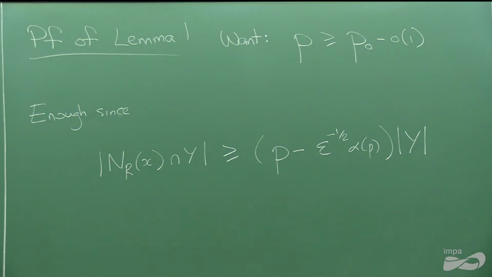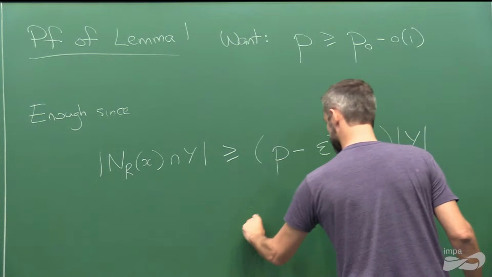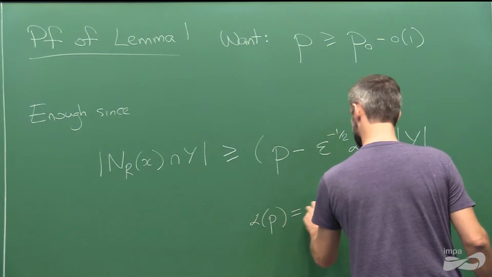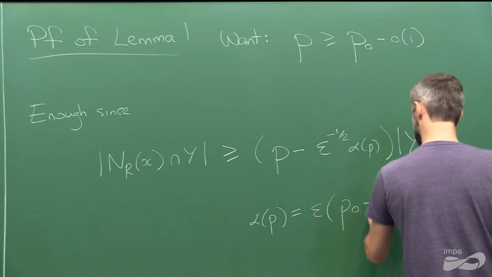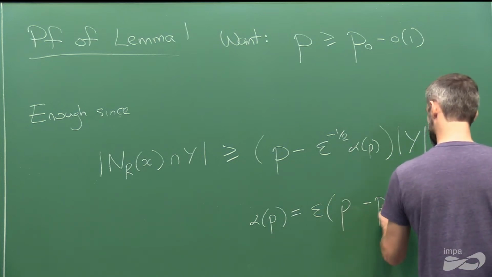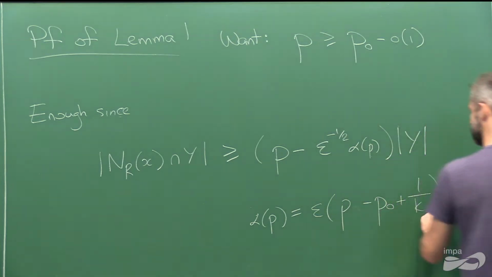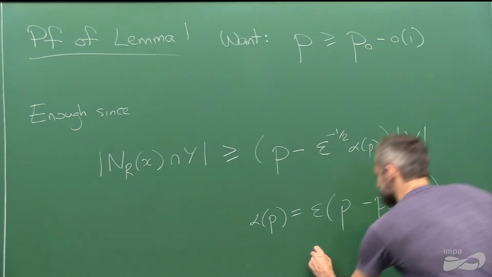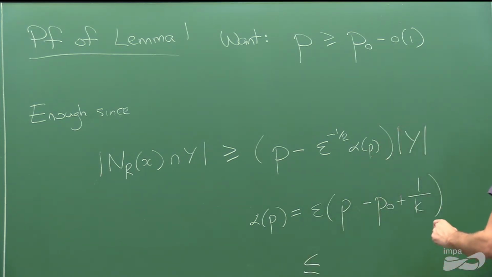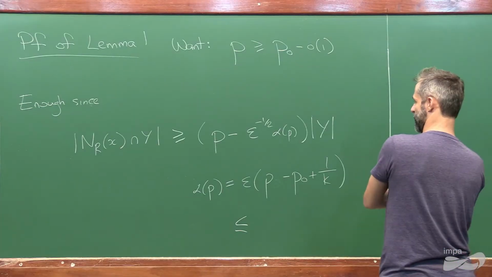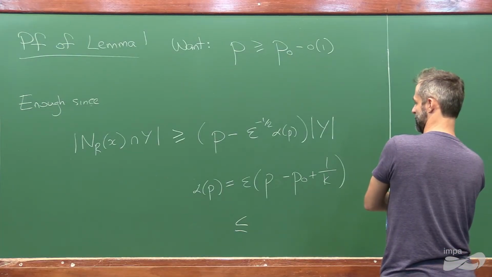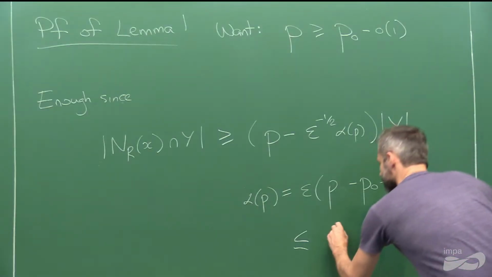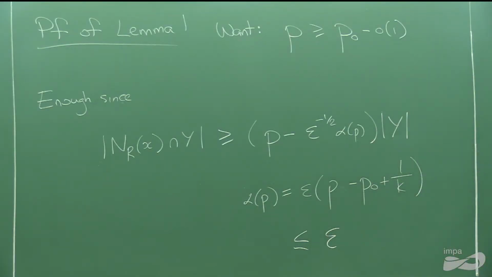Right? And how large is alpha of p? Remember that alpha of p is epsilon times (p minus p0) plus 1 over k, if p is at least p0, otherwise it's just epsilon over k. And the point is this is at most epsilon, just because p is at most 1.